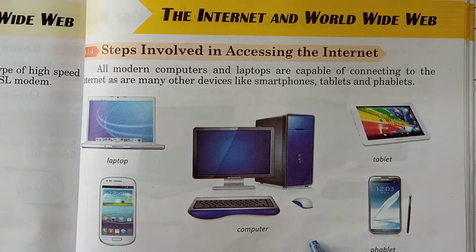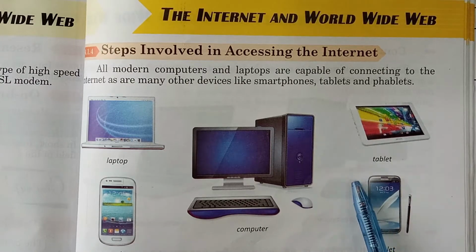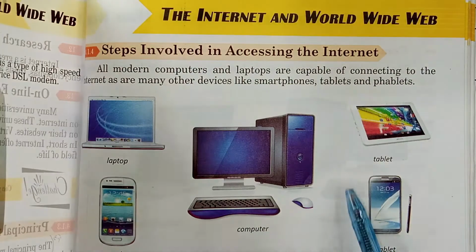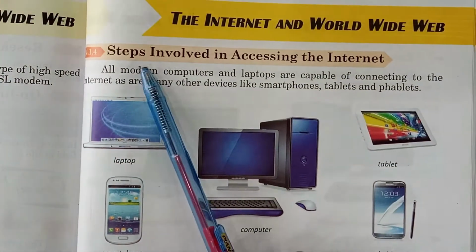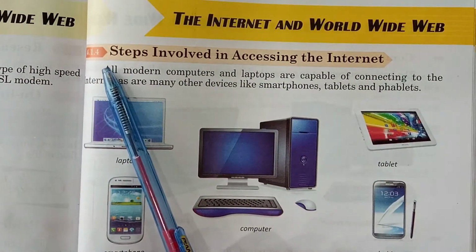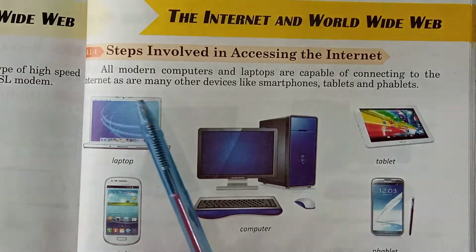Subject Computer Science, Unit number 4, the Internet and World Wide Web. Students, yesterday we learned about the principal means of connecting to the Internet. Today we are going to learn about the steps involved in accessing the Internet. That is topic number 4.1.4, and it's on page number 141.